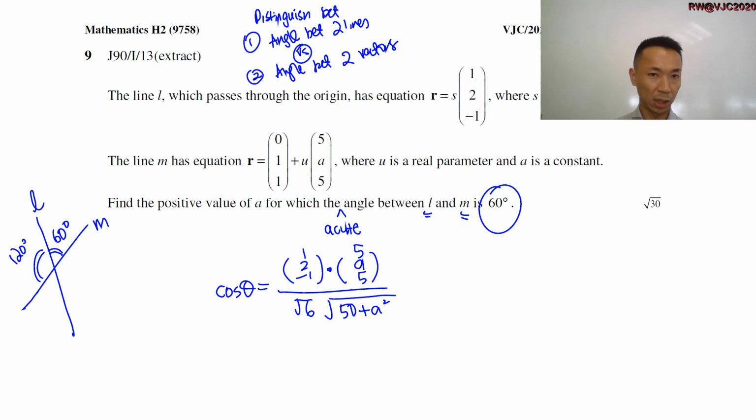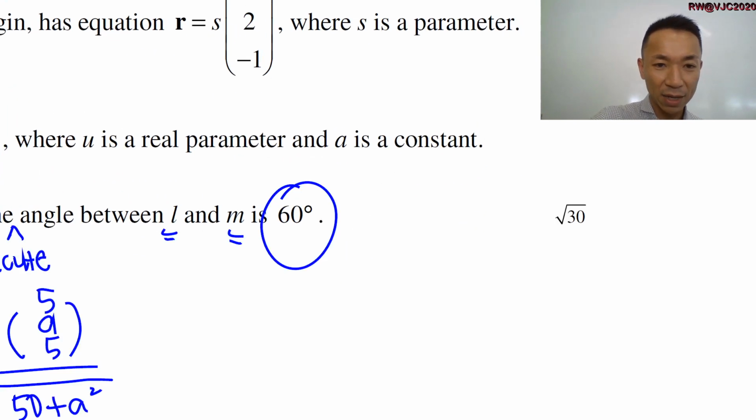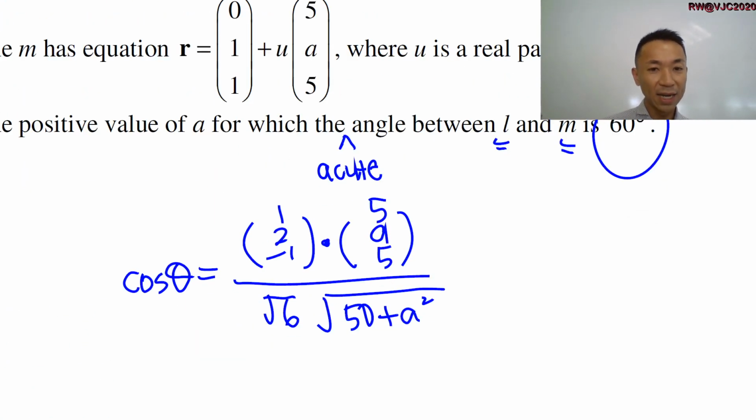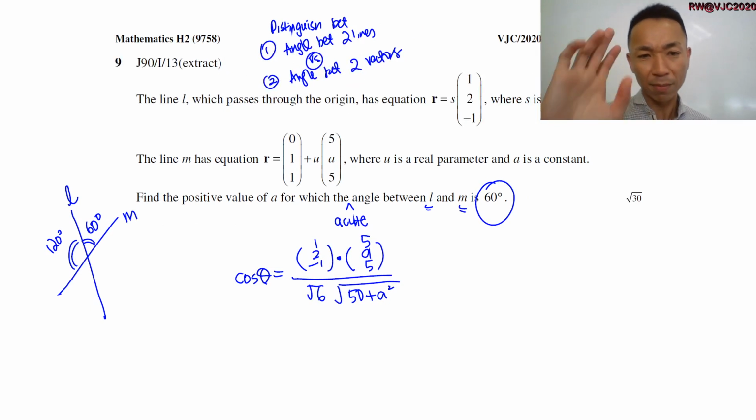My point is this. The most important thing I want you all to take away from question 9 is this. Distinguish between finding angles between two lines and two vectors. You have done it by writing it like that. You are finding the angle theta between two vectors, (1, 2, minus 1) and (5, a, 5). Now, (1, 2, minus 1), then you will say it's the same.